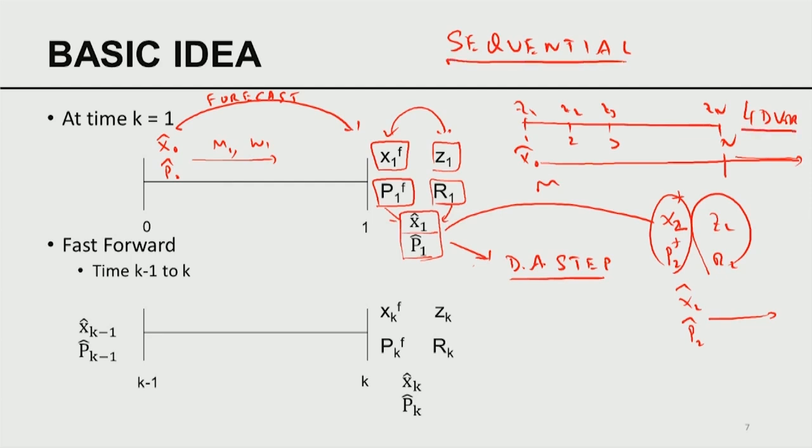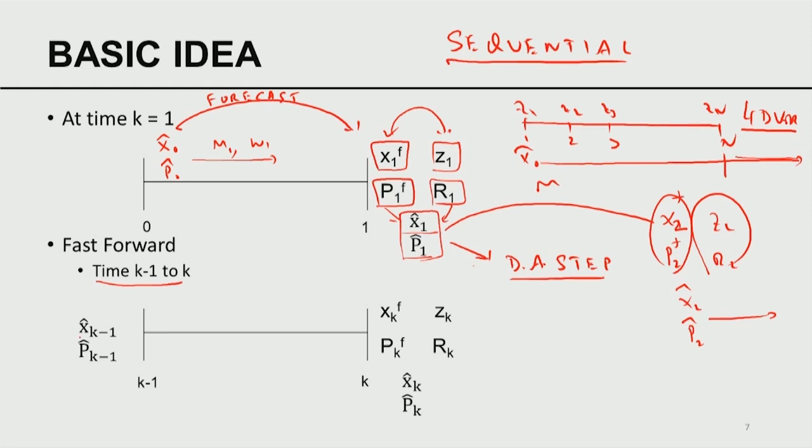In sequential, we never look back. We keep only going forward. Sequential data assimilation is exactly what is being practiced in all forecast centers of the world these days. Sequential, in other words, means I know what I know. I simply want to update given the new information to get the new analysis. So if I know how to go from 0 to 1, that is essentially the same step to go from k minus 1 to k, or k to k plus 1.